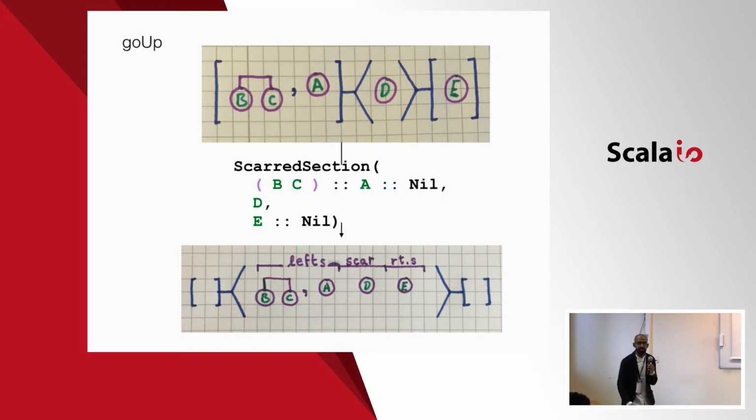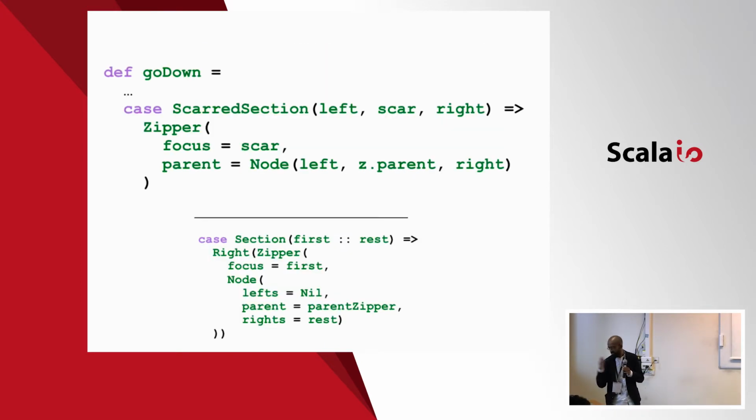So this way, when you go down, I think I have a slide for this. Yeah. So when going up, you've preserved the position from which you went up. So when you go down, you can go back down along that scar. Yes, exactly.